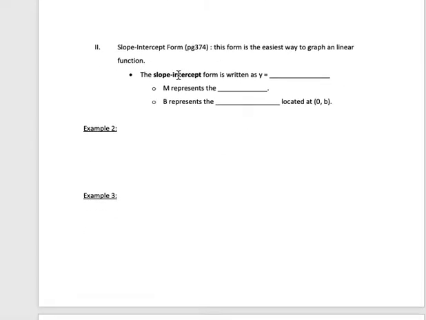Slope-intercept form. This form is the easiest way to graph a linear function. And just like its namesake, it is a form that involves slope and an intercept, and in this case, a y-intercept. The slope-intercept form is y is equal to mx plus b.